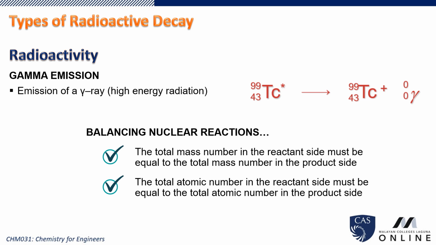Now, when you are writing a nuclear reaction, you must always satisfy two conservation laws. First, the total mass number must be conserved. And second, the total atomic number must also be conserved. This is actually similar to balancing chemical equations, but now we balance nucleons and the charge.